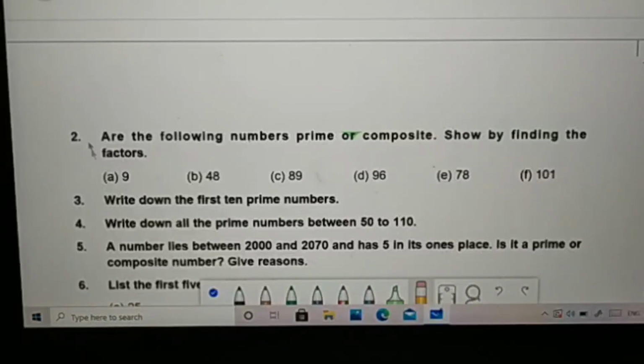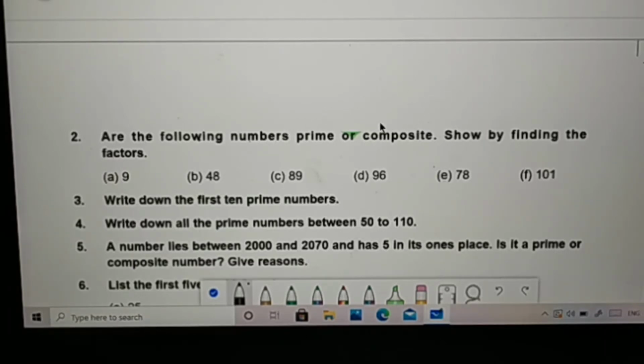Yes, we have question number 2. Are the following numbers prime or composite? We have to check whether the given numbers 9, 48, 89, 96, 78 and 101 are prime or composite. So children, you should know that prime numbers are those numbers which have only two factors. So those which have more than two factors are composite numbers.